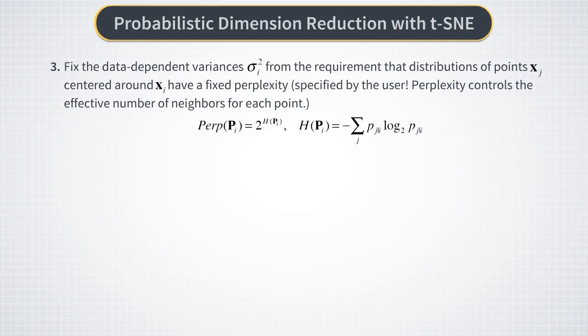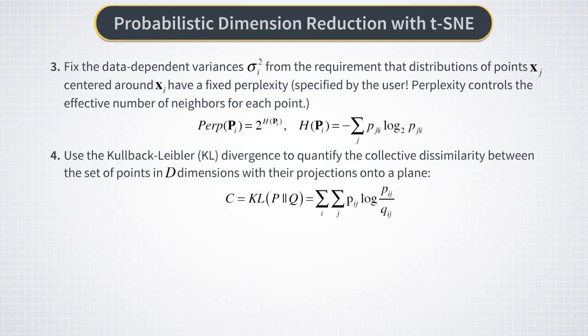Now, one remaining step is to choose the data-specific variance as sigma i squared. The tSNE fixes variance for each point xi such that the distribution of points xj around xi has a fixed perplexity. The perplexity of the distribution is simply 2 raised to the power of entropy of the distribution. As suggested by this formula, when we fix perplexity, we fix the number of neighbors that the point xi compares itself to.